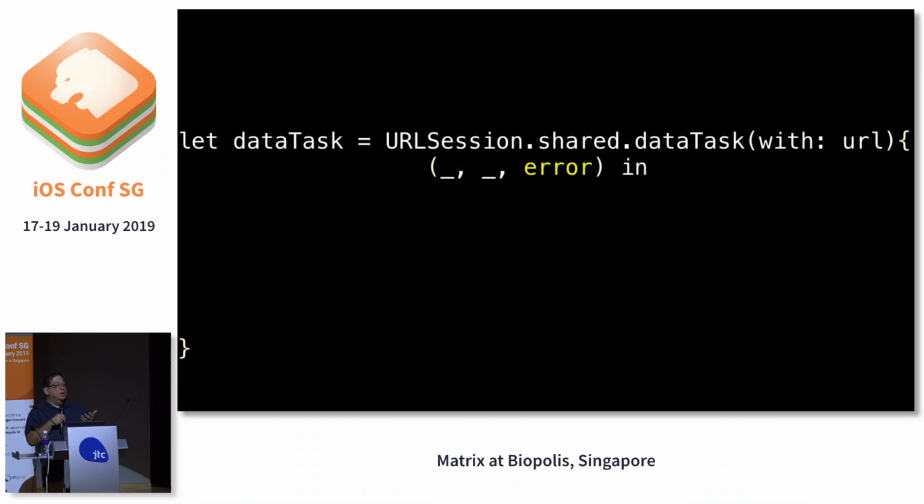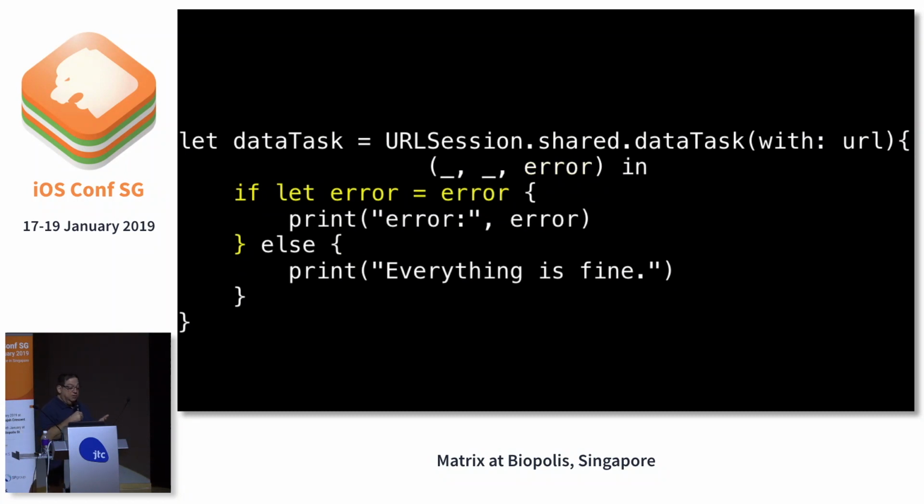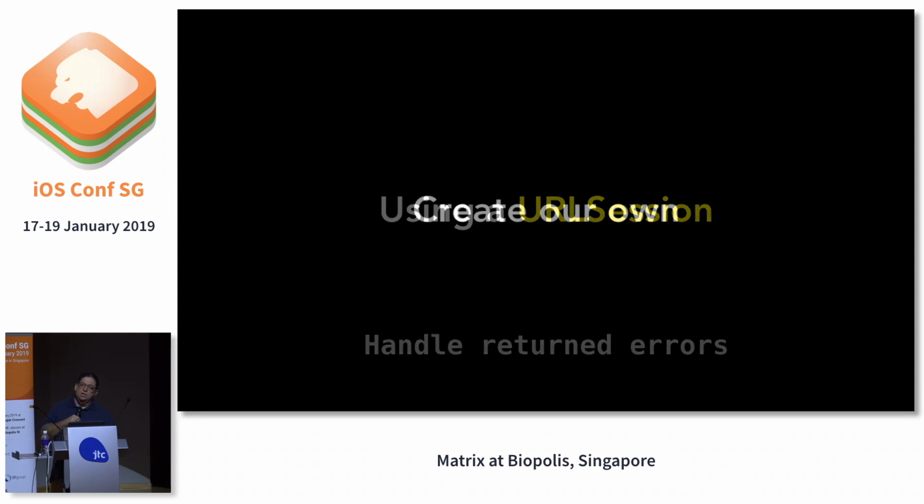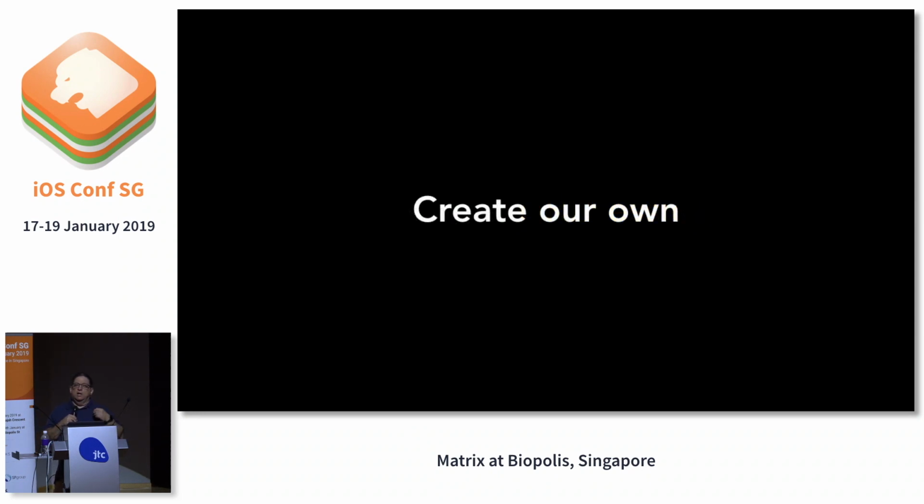For now, all I care about is the error, because I want to point out this is our third way of handling things. If we get an error back, we can check what it is and do something. Now, we're all coders, so we know we print the error and then we just go on with our life. Otherwise, we treat things well. So with a URLSession, we're handling the returned errors. An array, we're getting a fatal error. A dictionary, we're getting optionals. So let's create our own.